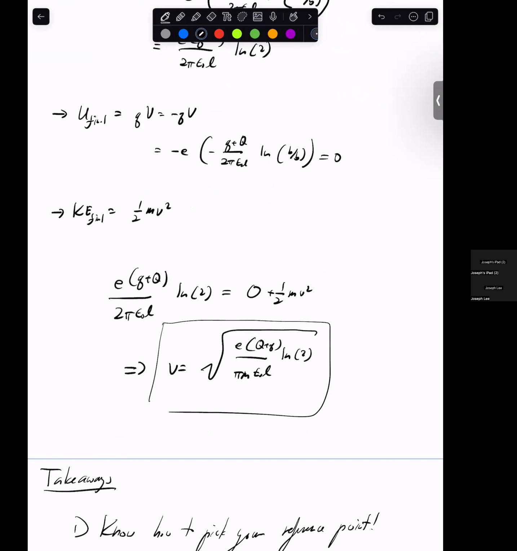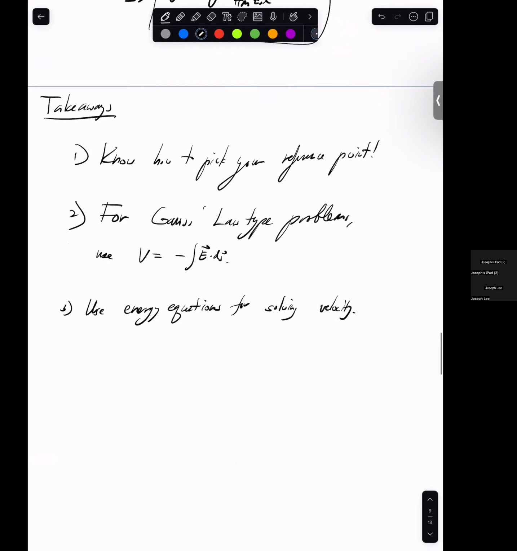So what are the main takeaways? For any potential problem, the first thing we need to make sure we know is how do we pick our reference point? There's a really good explanation that John has written up in his worksheet 5. But in this case, because we had a 1 over r electric field, we picked the conductor. 2, how do we pick our strategy for calculating the potential? For Gauss's law type problems, we tend to use V equals minus integral of E dot ds. And then finally, part 3, our last takeaway should be to use the energy equations for solving velocities.